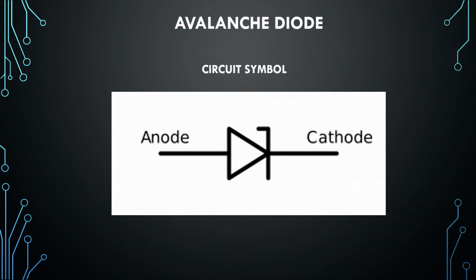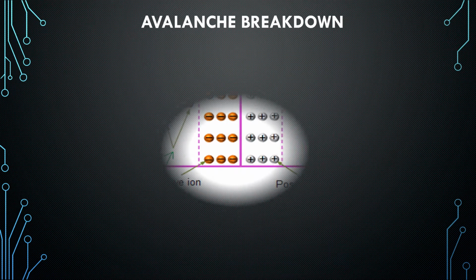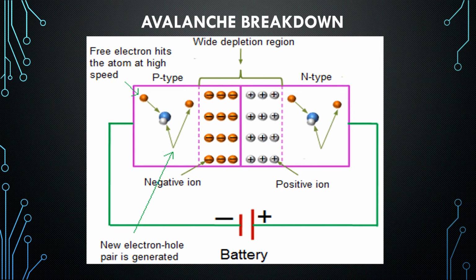The symbol of this diode as well as the Zener diode are nearly similar. What is an avalanche breakdown? In general, avalanche means a rapid flow of snow down a slope. Now, in a normal diode, when the reverse bias increases, no current will flow up to a certain level. After an increase of voltage, current will increase abruptly. This is called avalanche breakdown of a diode.